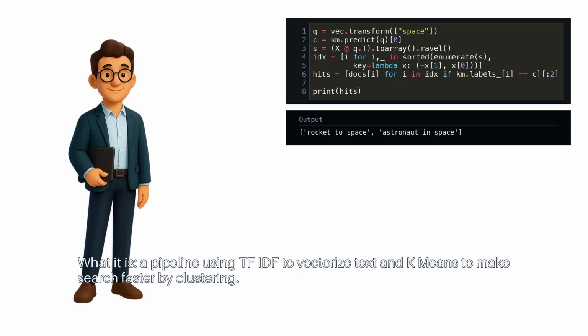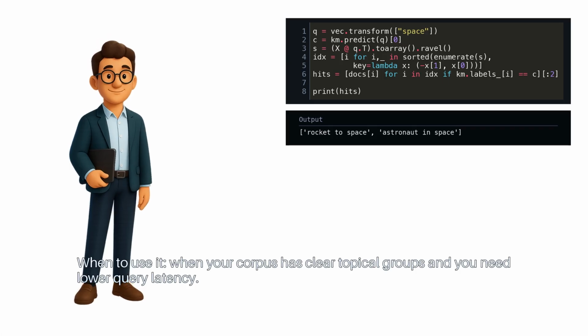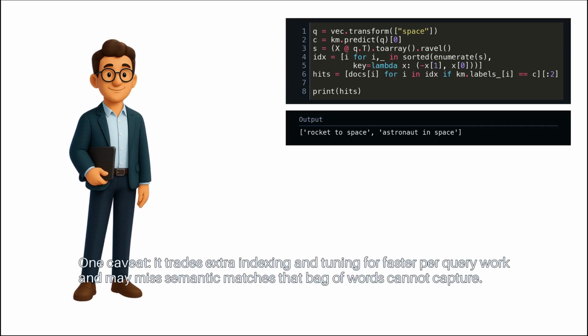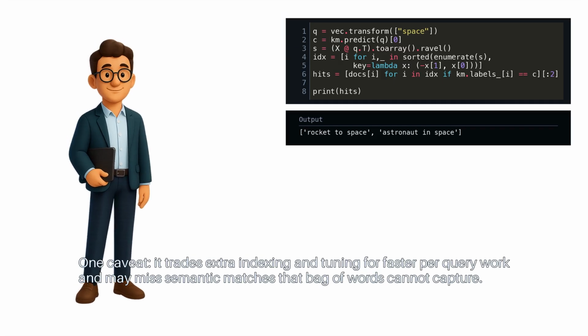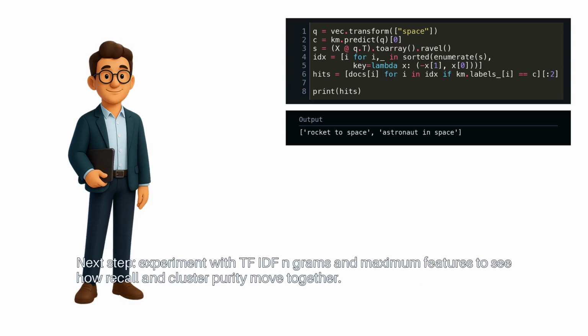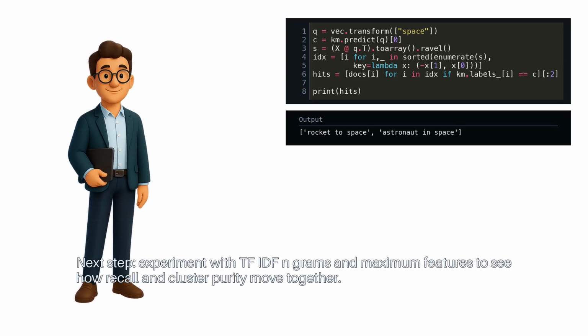Recap in 3 crisp points. What it is: a pipeline using TF IDF to vectorize text and k-means to make search faster by clustering. When to use it: when your corpus has clear topical groups and you need lower query latency. One caveat: it trades extra indexing and tuning for faster per-query work and may miss semantic matches that bag of words cannot capture. Next step: experiment with TF IDF n-grams and maximum features to see how recall and cluster purity move together.